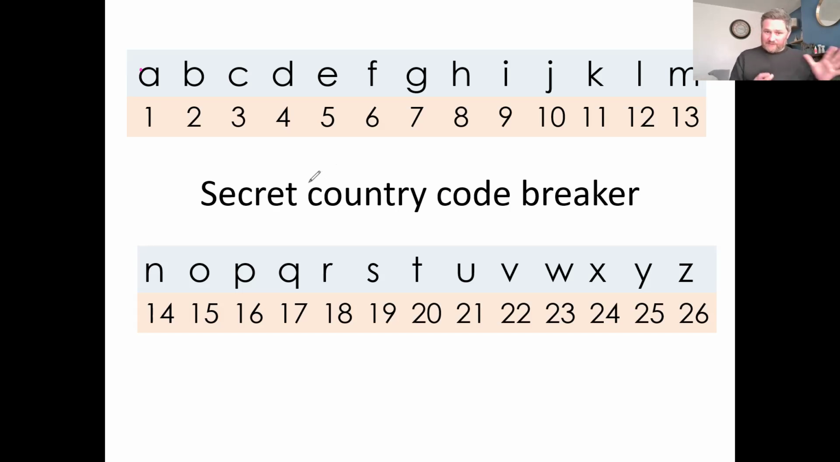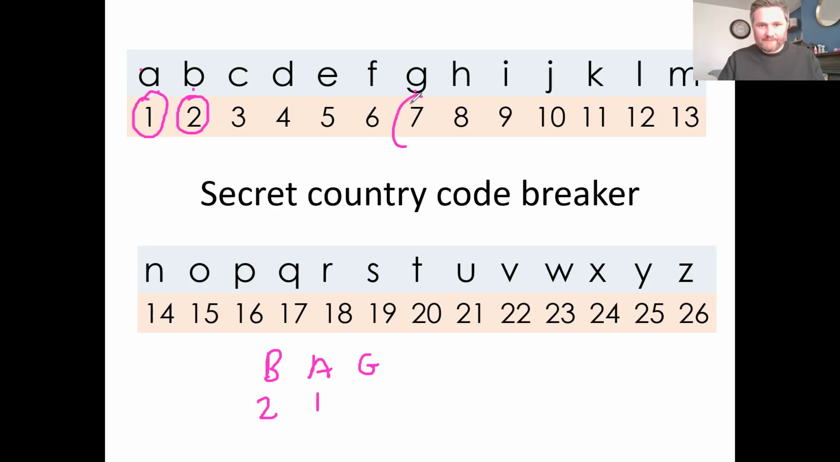Today, we're going to be using those countries to crack the code. But before we do, we'll just do a couple of quick examples. Let's say I was doing a word like B-A-G, so bag. Okay, so the word is bag. Then my code would be B is 2, A is 1, and G is 7.